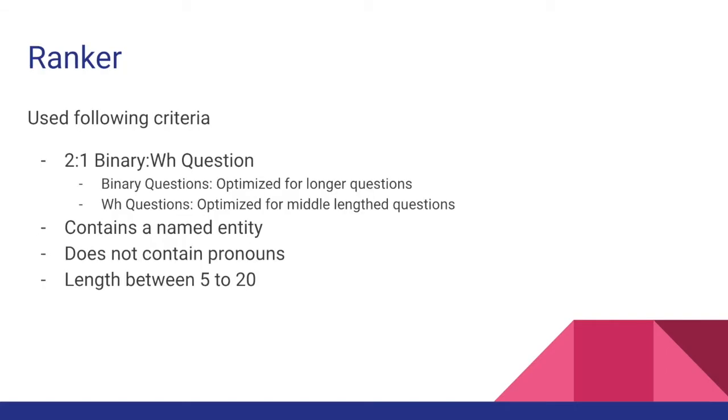So then finally, with ranking, our ranking criteria was 2 to 1 for binary questions to WH questions. With binary questions, we optimized for longer length questions, and with WH questions, we optimized for the middle of the pack. We also prioritized questions that contained a named entity and that didn't contain pronouns, because those could be very ambiguous. And also, we wanted to keep our lengths between 5 to 20 words.